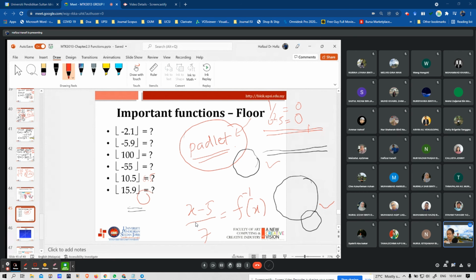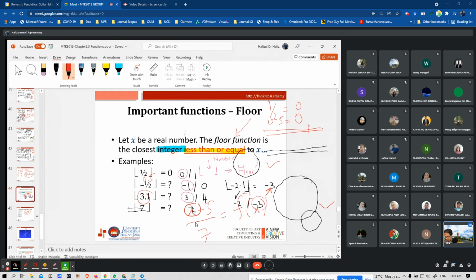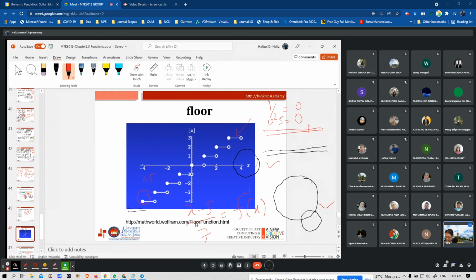Okay, please do this one in a Padlet. This one is the floor. If you have the values, for example, negative 1.2, the floor is equal to negative 1. Floor is less than or equal to, the closest value.